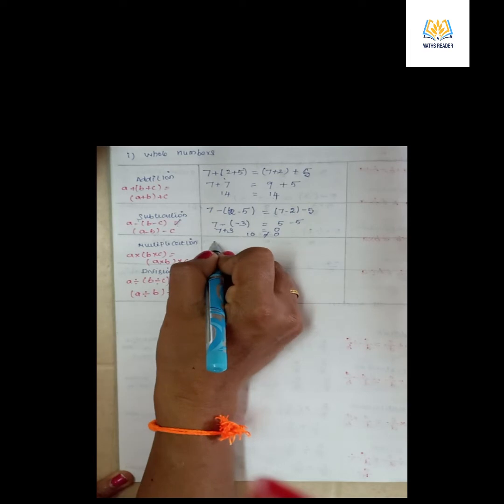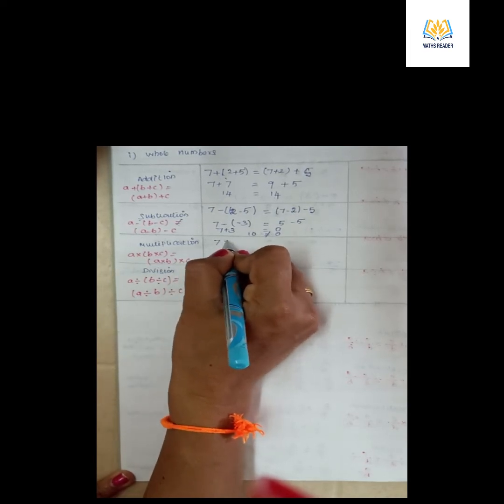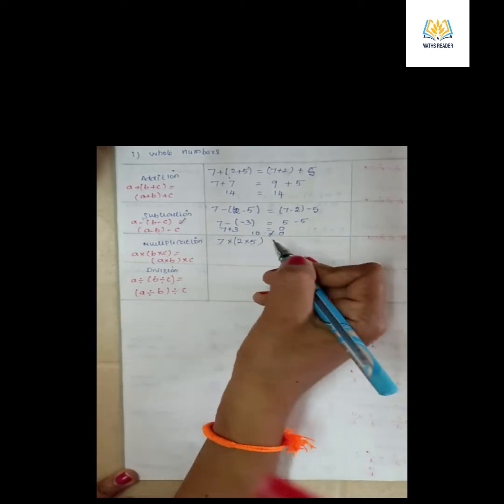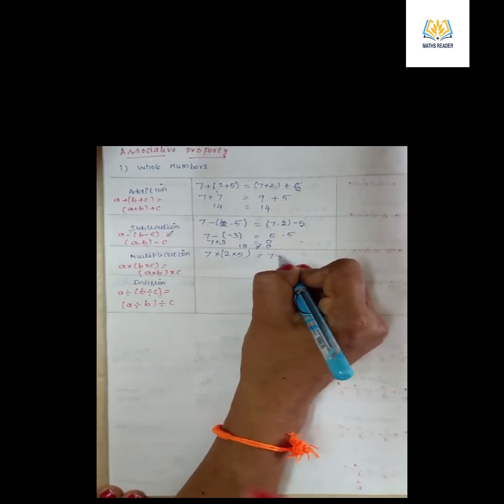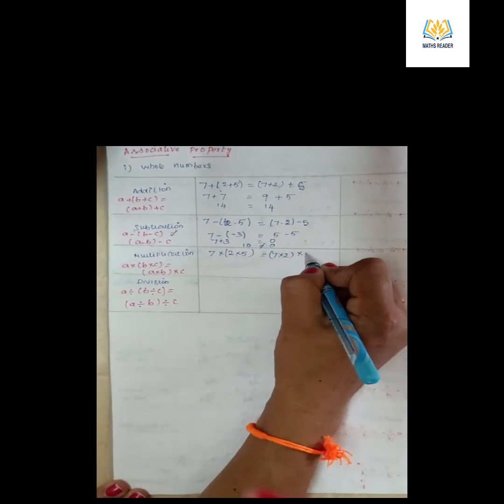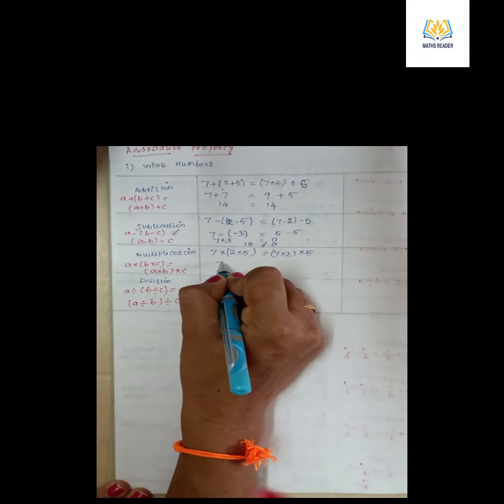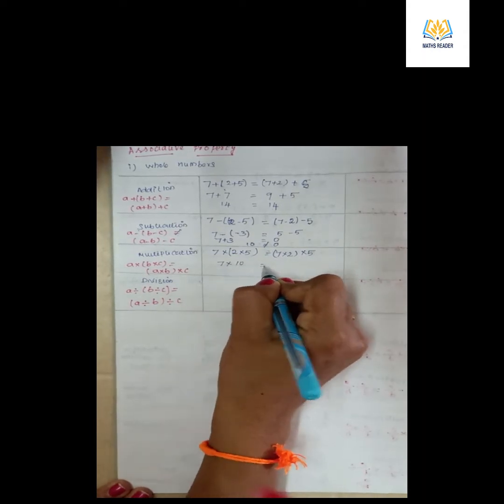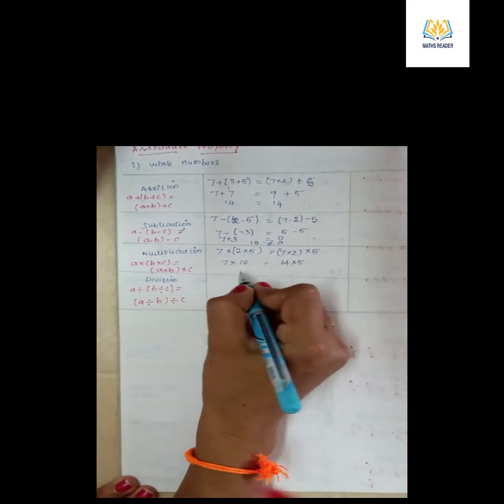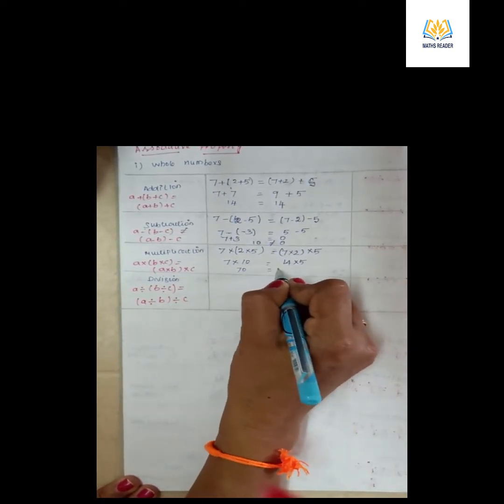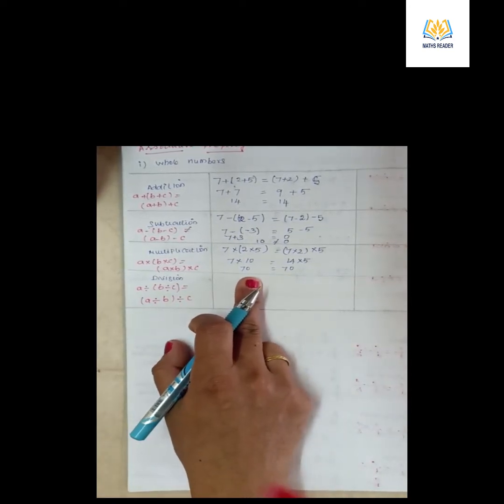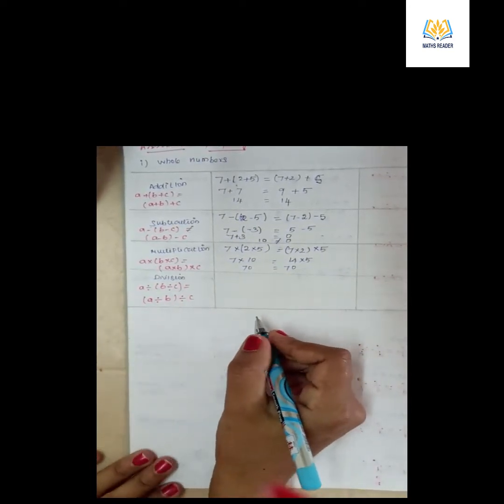Next is multiplication. You take the same numbers, say 7 into 2 into 5. The bracket is for 2 and 5, equal to 7 into 2, and we changed the brackets into 5. 7 into 10 equal to 7 2s are 14 into 5. 70 is equal to 70. So this multiplication satisfies the associative property.